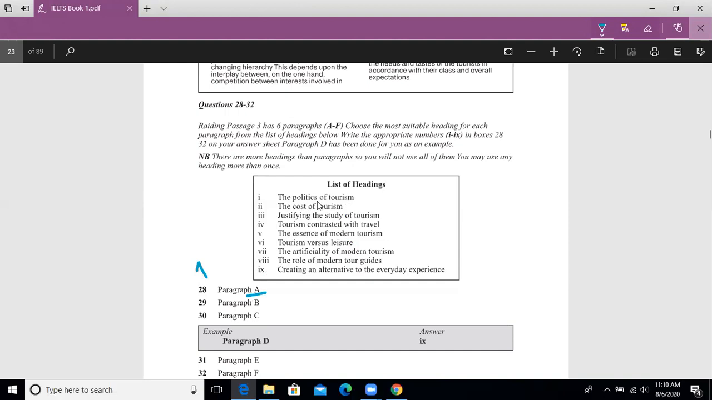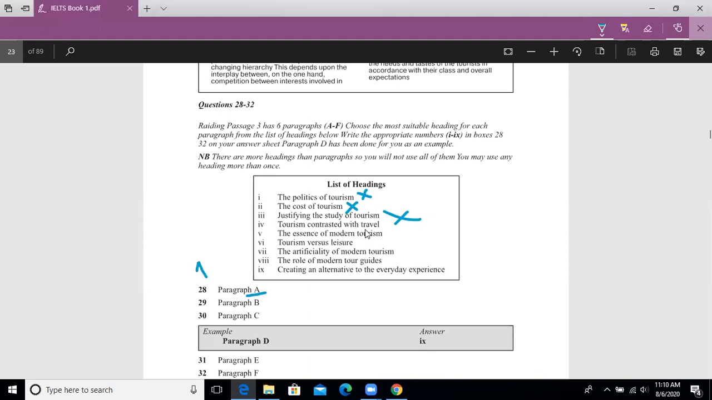You read the list of headings. Oh, I think they haven't talked about the politics of tourism. Gone. Cost of tourism, no. Justifying the study of tourism, no. That's how we do it. This is the elimination. You look for the wrong headings, and at the end you see how many options we have here. We have 9 options. If we cross out the wrong ones, then eventually we'll have the right heading, the correct answer at the end.